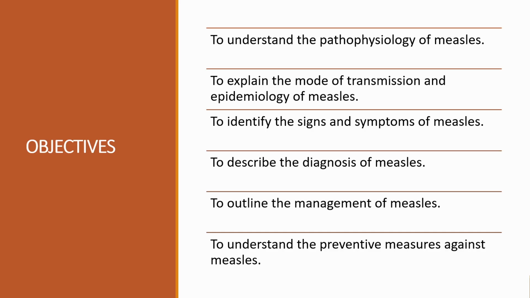So the objectives that we have: the first one is to understand the pathology and pathophysiology of measles, to explain the mode of transmission and epidemiology of measles, to identify the signs and symptoms of measles. Four is to describe the diagnosis of measles, as well as to outline the management of measles, and lastly, to understand the preventative measures against measles.